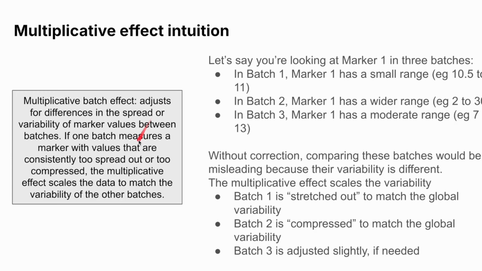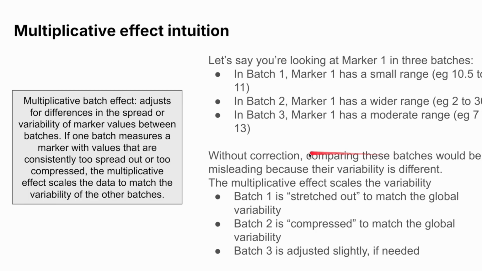Here's the dictionary definition over here, but let's just go through the intuition. If you're looking at a marker in 3 batches, batch 1, marker 1 has a small range, so it's compressed, 10.5 to 11. Batch 2, that very same marker has a wide range, 2 to 30. And batch 3, marker 1 has a moderate range, 7 to 13. So intuitively, we want to spread out this, compress this, and maybe tighten this up a little.